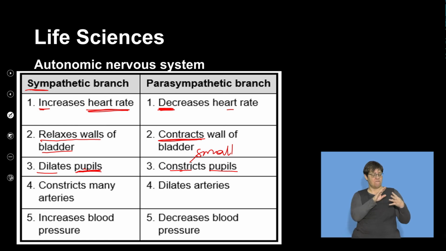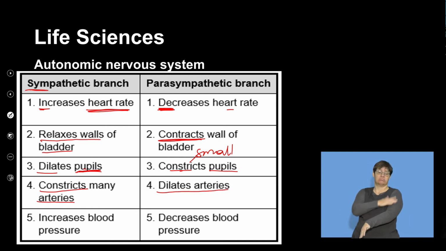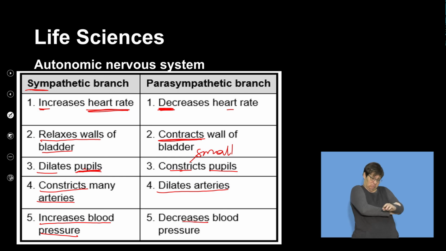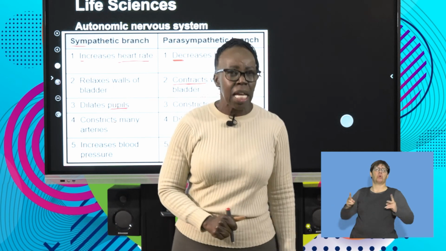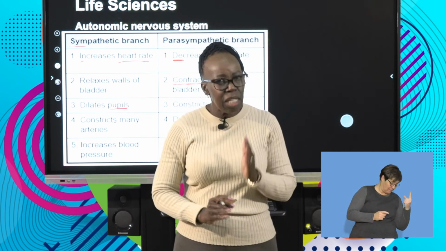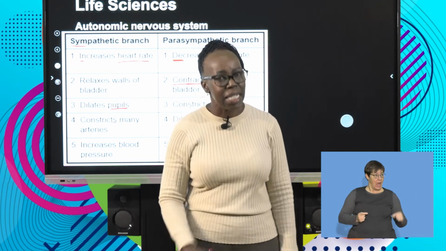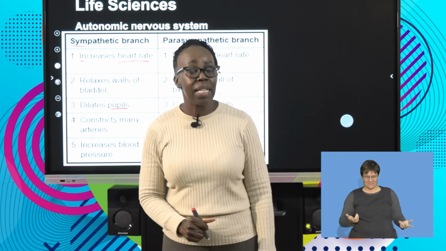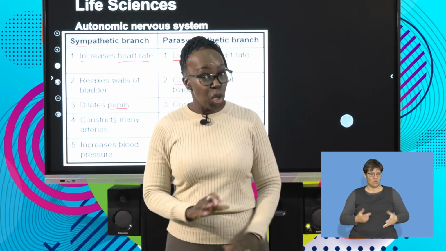Then the sympathetic again. What will happen if we're looking at the sympathetic? It constricts many arteries, and the parasympathetic will dilate many arteries. And again, the sympathetic increases blood pressure, while the parasympathetic will decrease it. So if you look at the functioning of the parasympathetic and sympathetic, they work antagonistically. If one increases, the other one will decrease. That's how they work together in our system to keep us going.